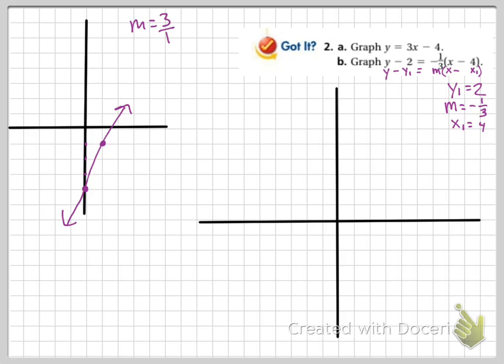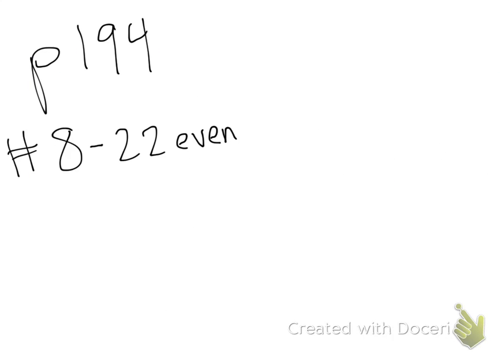This means it goes to the point (4, 2). So the first thing I need to do is put a point at (4, 2). 1, 2, 3, 4, 1, 2. Right there. And then with my slope, I need to move down 1 and over 3. So down 1, over 1, 2, 3, right there. And then sketch a line through it. There we go. There's your homework.